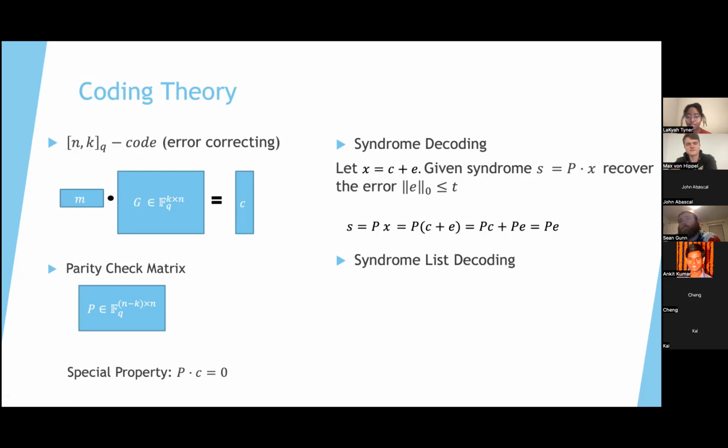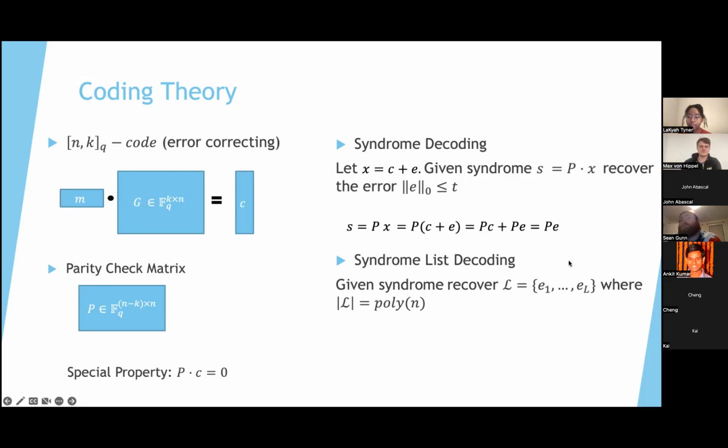Okay, and syndrome list decoding is a very similar process to syndrome decoding, but instead of recovering a unique vector E, we recover a list of possible error vectors such that the size of that list is polynomial in n.